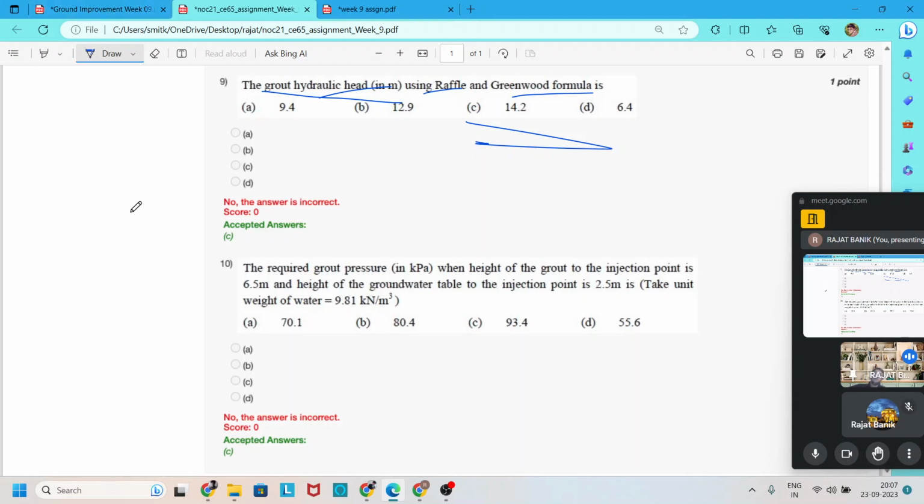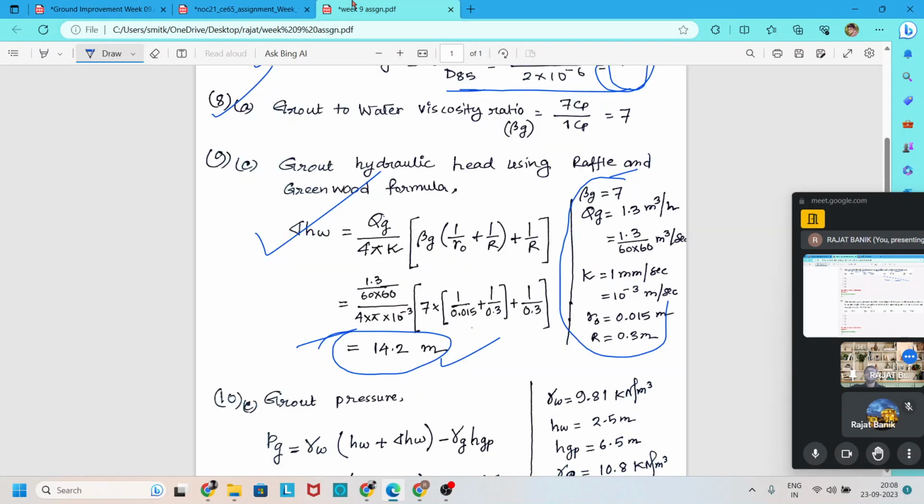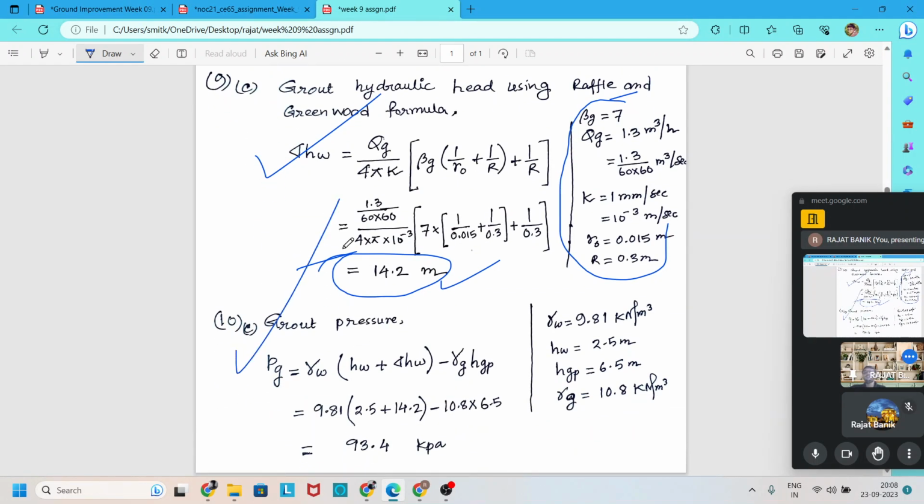Then the last one of our today's lecture. Find the required grout pressure when the height of the grout to the injection point is 6.5 meter and the height of the groundwater table to the injection point is 2.5 meter, and unit weight of water is 9.81. For this, one formula is given for the grout pressure: Pg is equal to gamma W into HW plus del HW, minus gamma G into Hg.